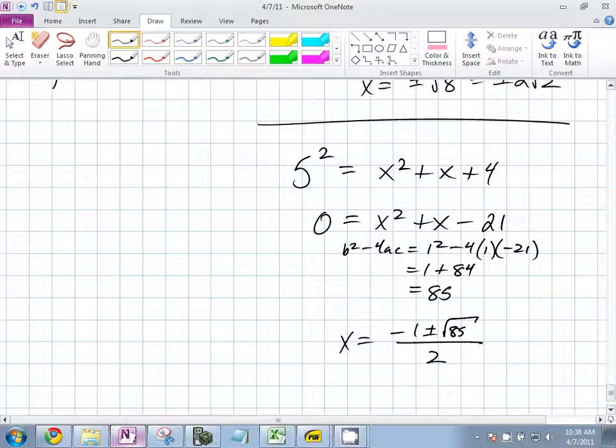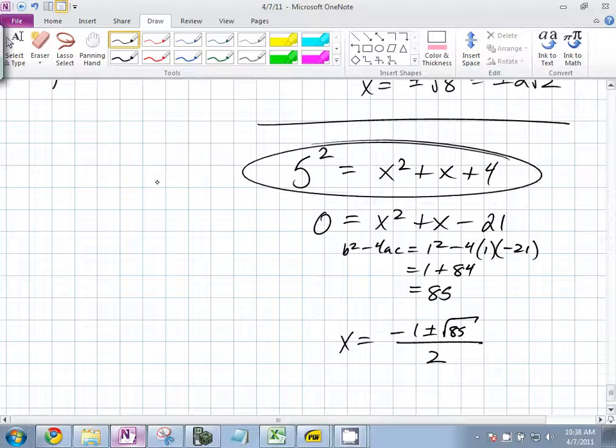This is a quadratic, so we can't solve that algebraically. This is solving it algebraically.